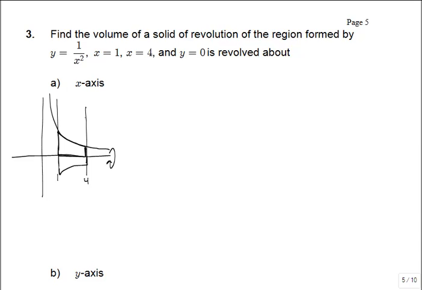The shell method, if you were to do that, would require that you take your slice parallel to the axis of revolution. So if our axis of revolution is horizontal, then our slice needs to be horizontal. Now I want to show you why the shell method is probably not the best choice here, because look at what happens when I draw my slice. If I draw it over here, then the mirror image would be over here, and we'd have something that looks like this.